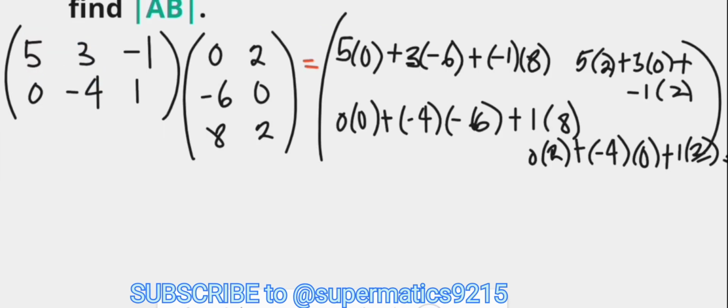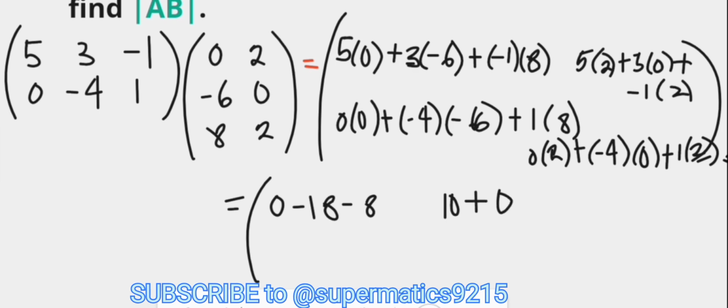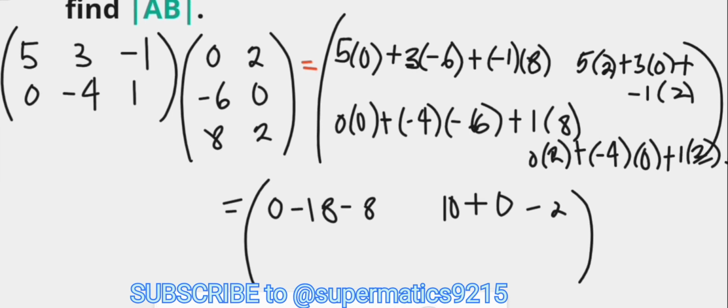So simplifying the product, we are going to have for the first entry 0 minus 18 minus 8. For the second entry, we have 10 plus 0 minus 2. Then for the second row, we have 0 multiplying 0, that's 0, plus the product of negative 4 and negative 6, giving a positive 24, and plus 8. Then the last entry, we have 0 plus 0 plus 2.